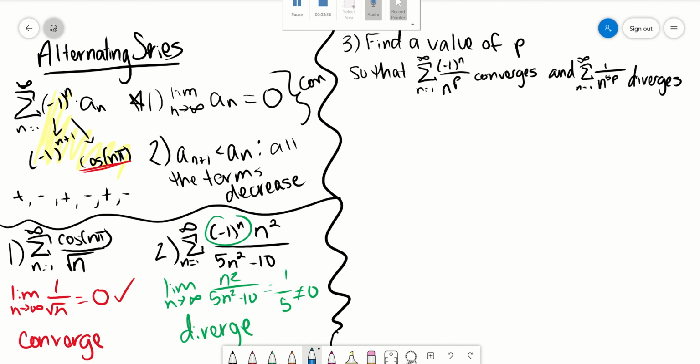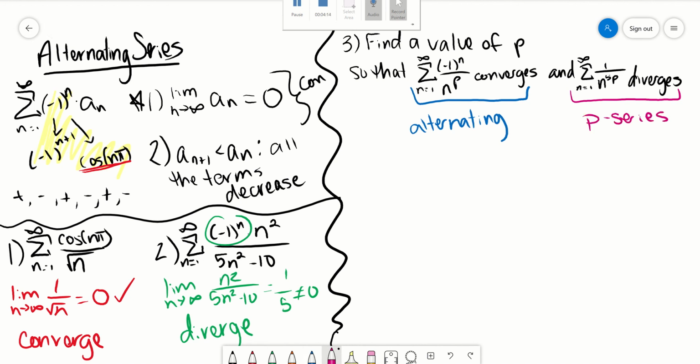Now you could also see something like number 3. And I'm including a lot of questions like this because I think that's maybe how they might test it more this year, rather than in a multiple choice format where it just says pick all that converge. So we're going to find a value of p so that this series converges and so that this series diverges. You need to make sure you know what type of series we're looking at here. This one, since it has a negative 1 to the n, is alternating. And this one, since we have 1 over n to some number, is a p series.